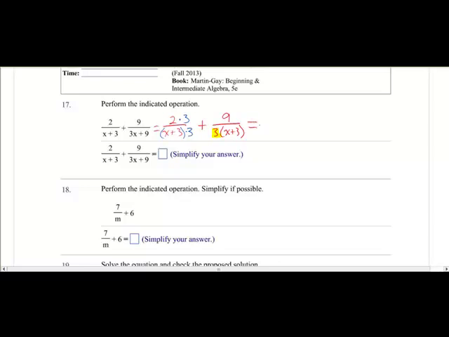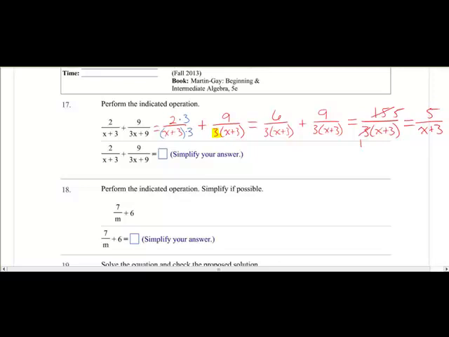So now this gives me 2 times 3 is 6 over 3 times x plus 3 plus 9 over 3 times x plus 3. Well, we can now add these because they now have the same denominator. So that's 9 plus 6 is 15 over 3 times x plus 3. And what do I need to do? I just need to reduce. 3 goes into itself once. It goes into 15 5 times. So my final answer is 5 over x plus 3. And there you have it.